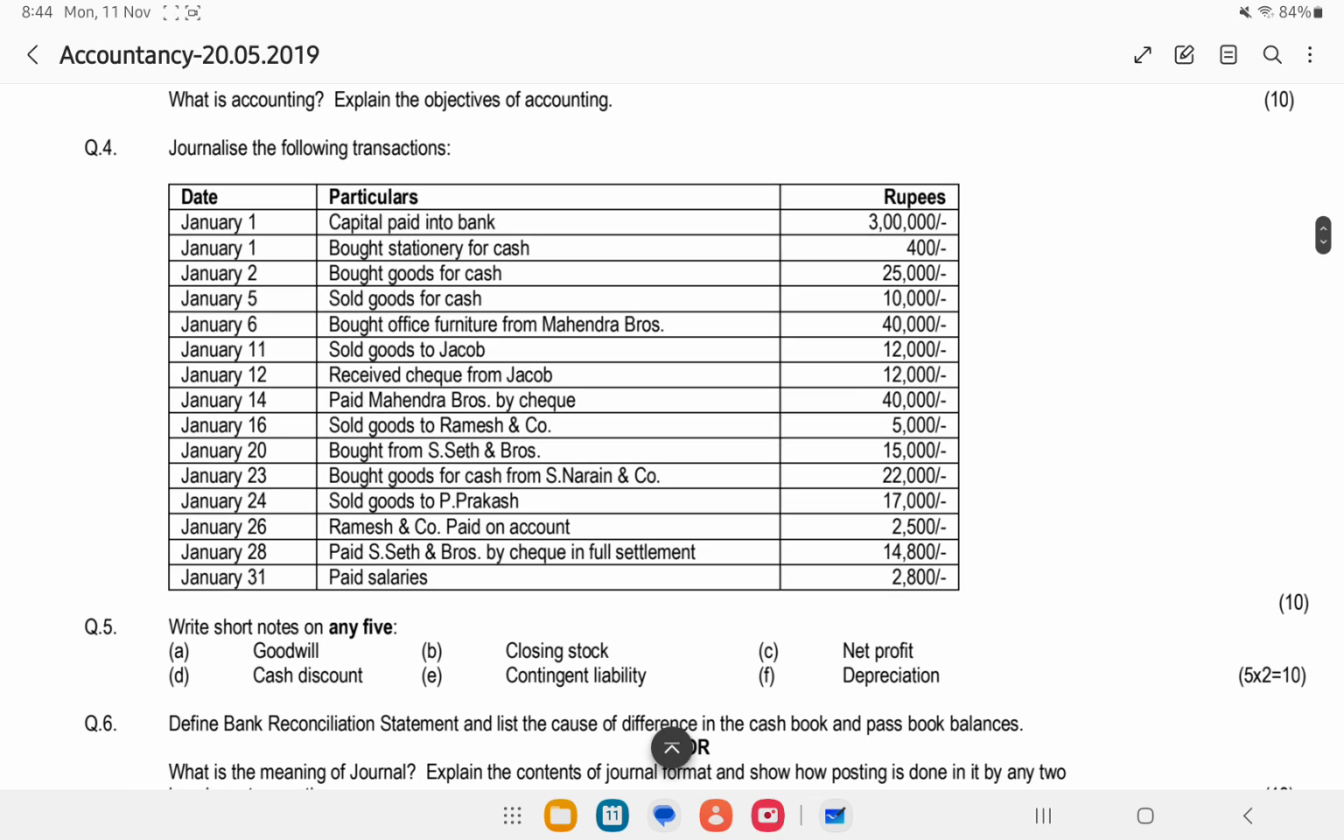Then, what is accounting? Explain the objective of accounting. Please make sure you have an answer to this question, because your paper title itself is about accounting, so you should know what is accounting and explain the objectives of accounting. You know a definition for accounting, right? Accounting is the art of recording, classifying, summarizing. That definition you should know.